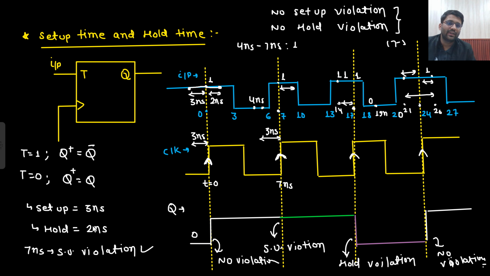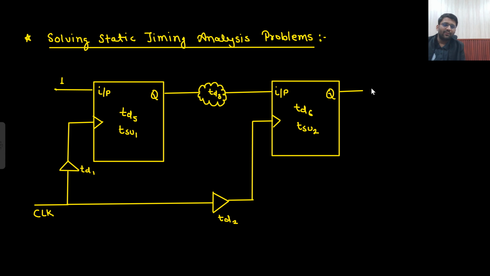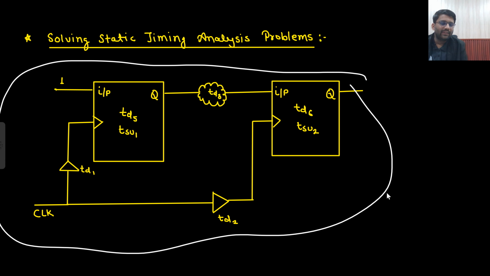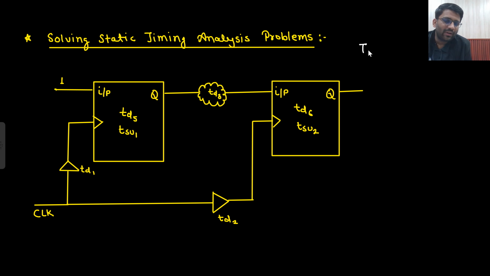Now I will tell you how to solve the problems in the examination hall. What kind of questions will be coming, how you will be dealing with it, and how you will be solving it. That's the criteria now. They would give you this kind of circuitry, and they will ask you what is the maximum allowable clock frequency, or what should be the minimum clock time period to avoid setup violation. To avoid setup violation, what should be your time period of clock? And to avoid hold violation, what should be your minimum hold time? This is what they would be asking.